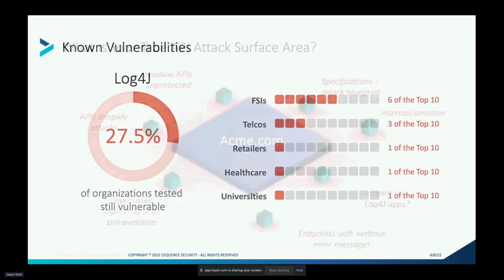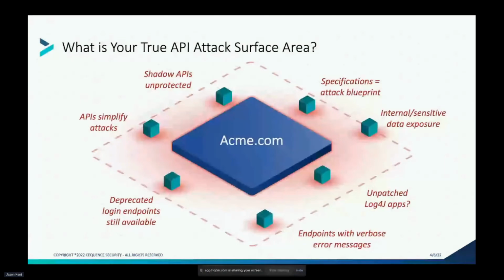So we've been looking at all these different things in your attack surface area, but you can understand now why looking at your API attack surface area really makes it so that you can figure out what an attacker sees. They see simplified attacks. They see unprotected shadow APIs. They see specs that tell them what it is that they can do. You'll see sensitive data exposure on a lot of these things.